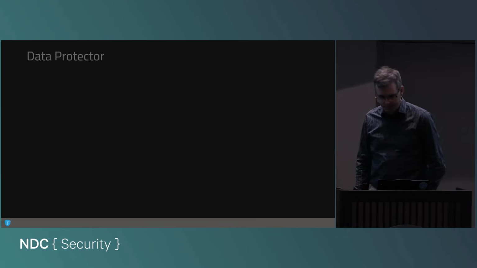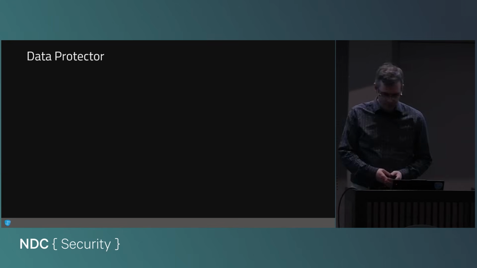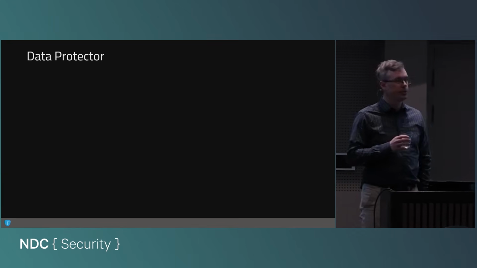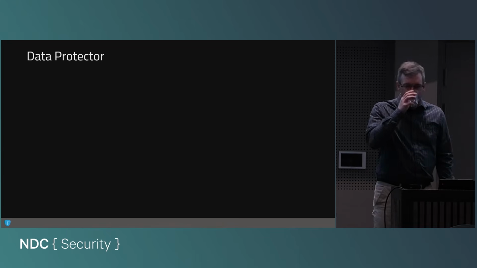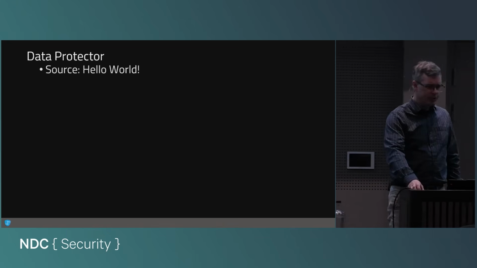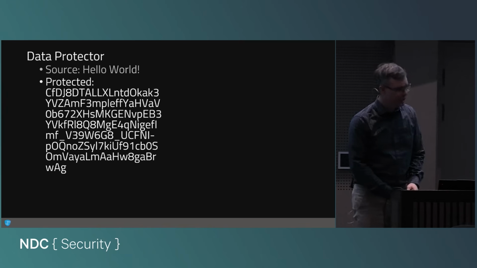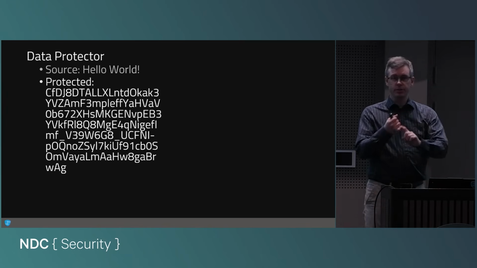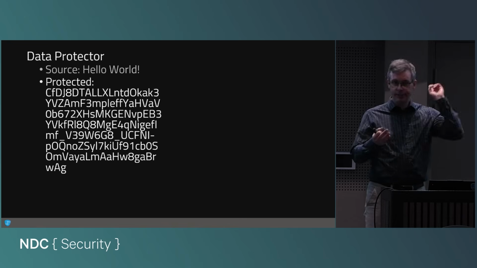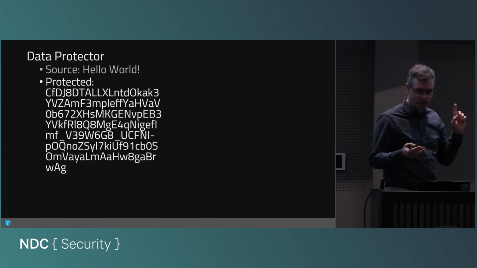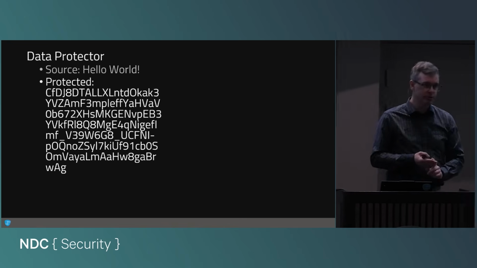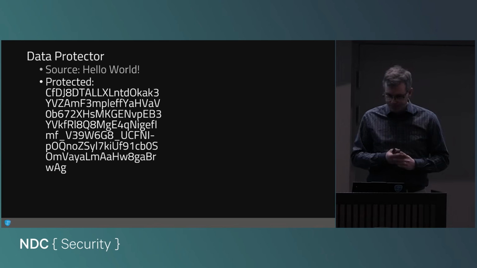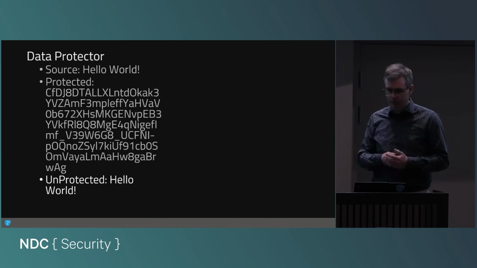ASP.NET Core helps. They have a concept of data protector. Data protector is a crypto API as you want it. You can take a source piece of data, protect it, and you get some gibberish. And that thing is encrypted. It has a random IV. The IV is in there, and it also has a signature, so it is an authenticated encryption. And you can then unprotect it, called Hello World.